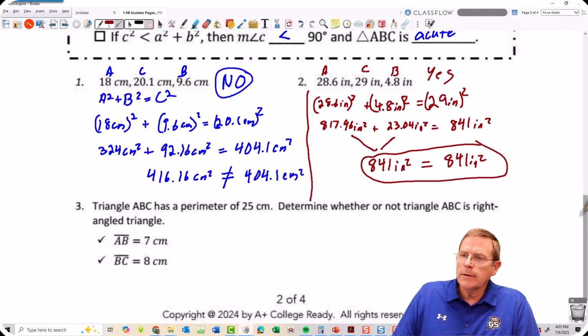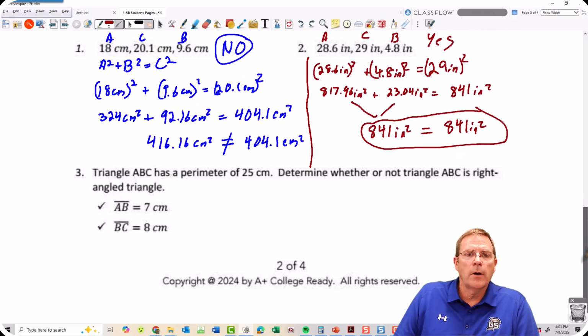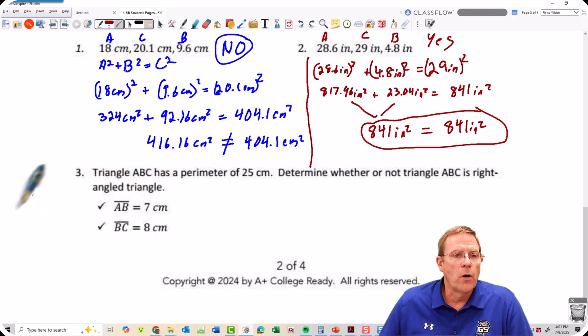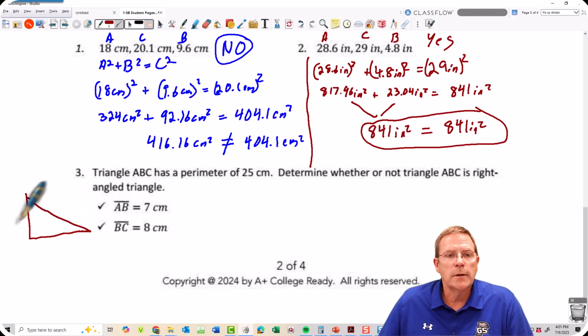Now for the very last one here, they give us a kind of tricky problem. They say the triangle has a perimeter of 25 centimeters, and to determine whether or not it's going to be a right triangle. Well, let's start off by drawing it, and I'm going to draw kind of like this. And I'm going to say that we have one 7 centimeter side and one 8 centimeter side, and then we have side C over here that we don't really know.